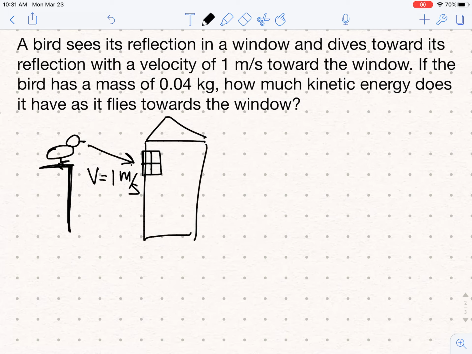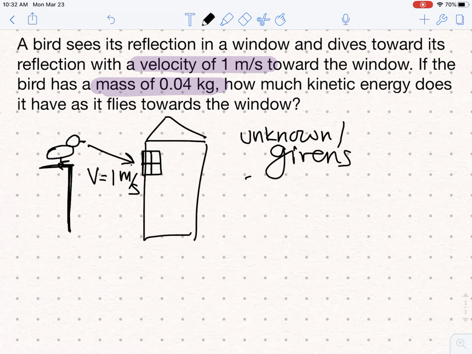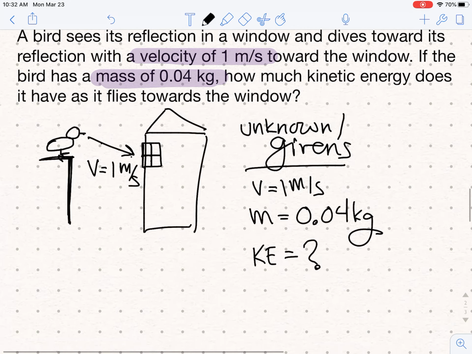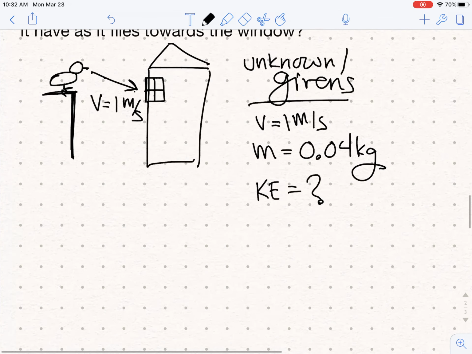All right, so we're going to first identify any numbers in here. So we've got a bird, and it's got a velocity of 1 meter per second. It's got a mass of 0.04 kilograms, and we want to know about kinetic energy. So we will write down our unknowns and our givens. So we know velocity is 1 meter per second. We know mass is 0.04 kilograms. We are looking for kinetic energy. Then we'll go ahead and write down our equation.